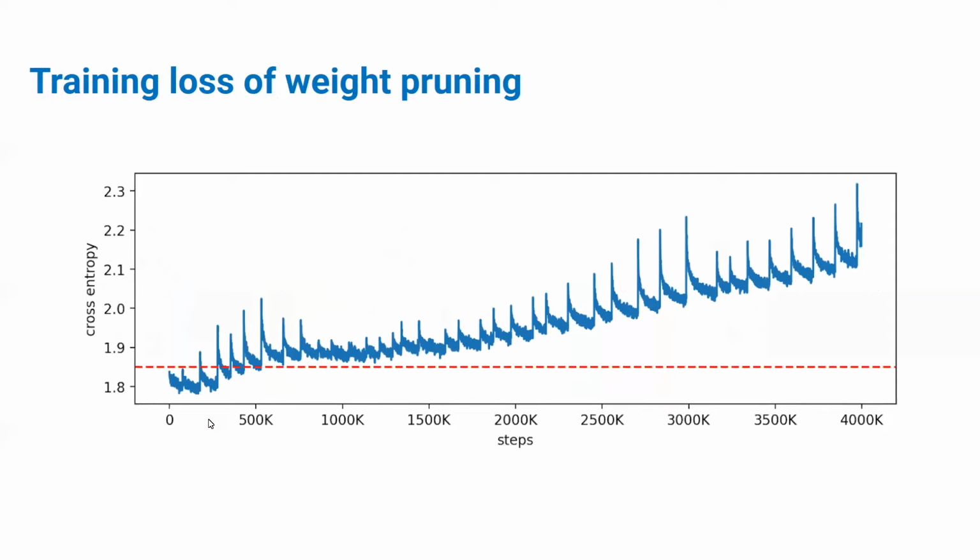This figure shows the pre-training loss of iterative weight pruning. The red dashed line represents the pre-training loss of Mel Hubert. The spikes in the figure are the places where we do pruning. The pre-training loss can be maintained up to a certain point and eventually goes up. Next page.